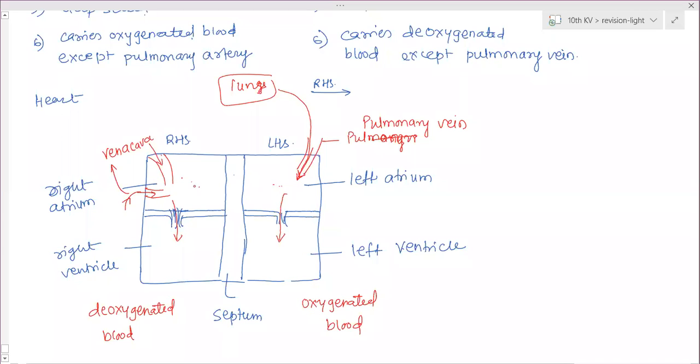So first the atria relax and receive blood. Then immediately after that they contract, and the blood is poured into the ventricles. When the ventricles are relaxed they receive the blood, and after that they start contracting. When the ventricles contract, the blood is flown out. Here it will move to the aorta.